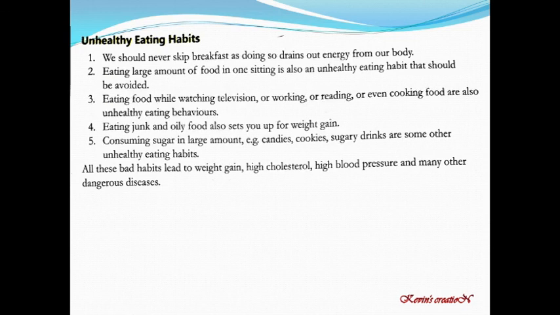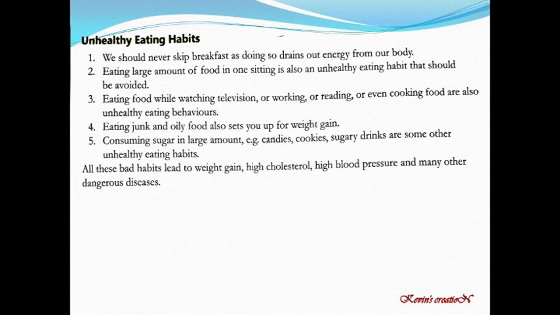Now, unhealthy eating habits. Never skip breakfast or any other meal. Eating a large amount of food in one sitting is also unhealthy. So you can eat more but at regular intervals, not everything in one shot. Eating food while watching television or working or reading or even cooking is unhealthy. Junk food you should avoid. Oily food you should avoid, because if you take junk and oily food, you will gain weight. Then sugar, such as candies, cookies, drinks, all these things should be avoided.